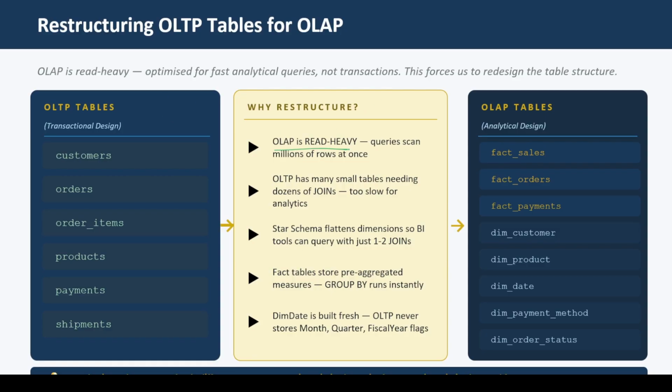OLAP is read heavy. OLTP has many small tables needing many joins, right? Star schema flattens dimensions. It means the same analytics can now be done using one or two joins instead of multiple joins if we use this one, right? Fact table and dimension table are what we need to understand today, right?